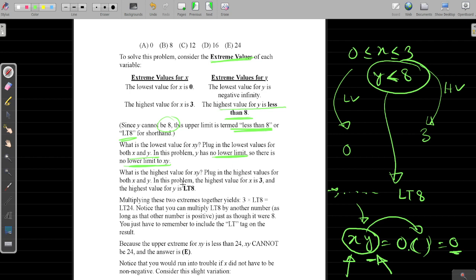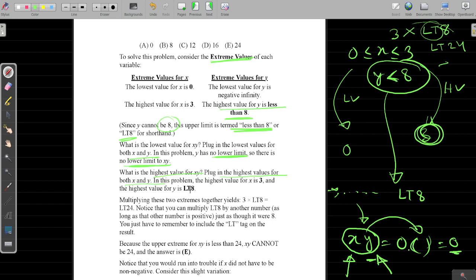Okay, now we are going to find the highest value of xy. Plug in the highest value for x as well as for y. We know the highest value for x is 3, right? But you don't know the highest value for y, but you know that it is less than 8. If you multiply this with 3, then it will be less than 24, right? This less than sign stays, and 3 times 8 means 24.